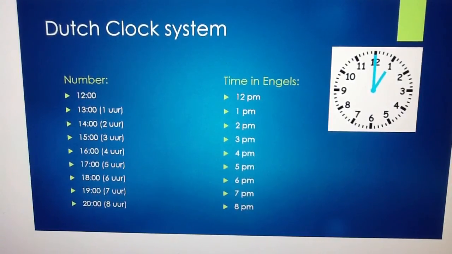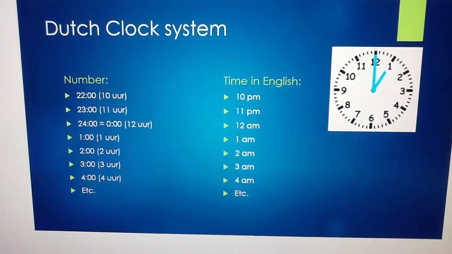So, when you see 13:00, it's 1 o'clock. And we say 1 uur. When you see 14, it's 2 uur. When you see 15, it's 3 uur. When you see 16, it's 4 uur. When you see 17, it's 5 uur. 18, 6 uur. 19, 7 uur. And 20 is 8 uur. And the English equivalents are on the right. So 13 is 1, 14 is 2, PM, by the way, not AM, PM. And this goes on, which you can see over here.